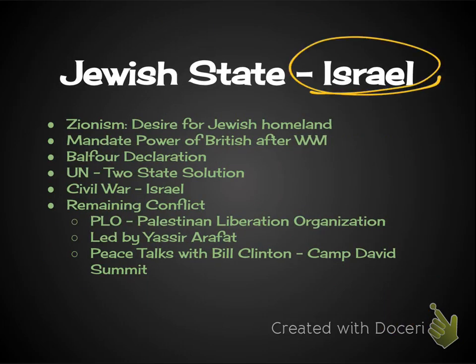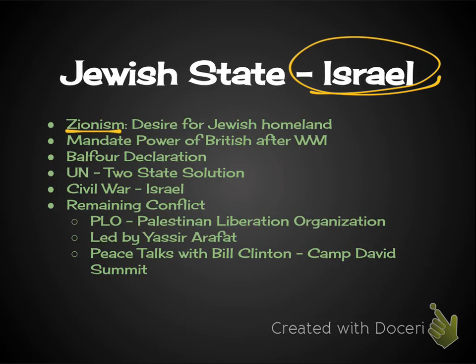Jewish state, we know the creation of Israel and why that happened. We know that Zionism, good word you need to know, desire for a Jewish homeland. We know that after World War I, because they used to be part of the Ottoman Empire, the British had a mandate power over this region.